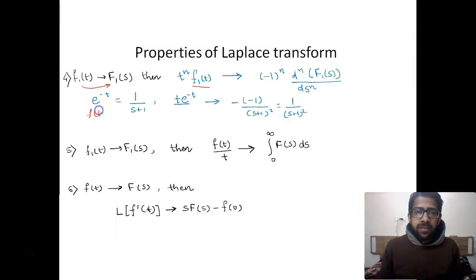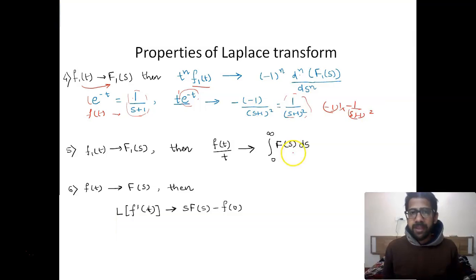If the original function f of t was e raised to minus t, whose Laplace transform we know is 1 upon s plus 1, and if you multiply this by t, what we have to do is differentiate this one time, right? N is equal to 1, so we have to differentiate the Laplace transform one time. The differentiation of 1 upon s plus 1 gives you minus 1 upon (s plus 1) squared, and then you have minus 1 raised to 1 multiplied to it. So it gives you minus 1 into minus 1, and hence you get positive 1 upon (s plus 1) squared.